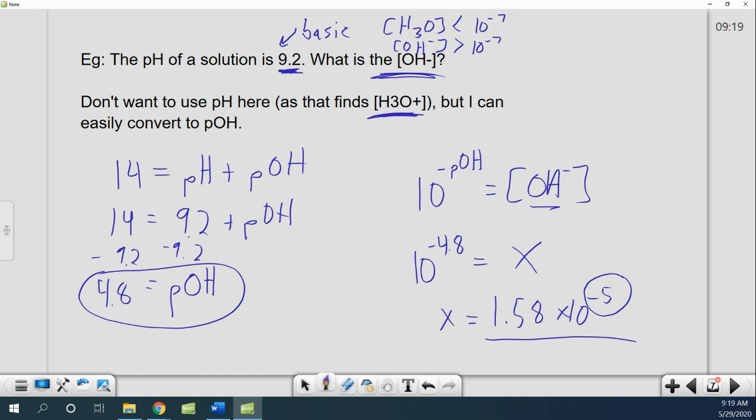So that's kind of a little tip and trick for how to deal with the pH scale, a few examples of how to manipulate the pH scale, and kind of where it came from.